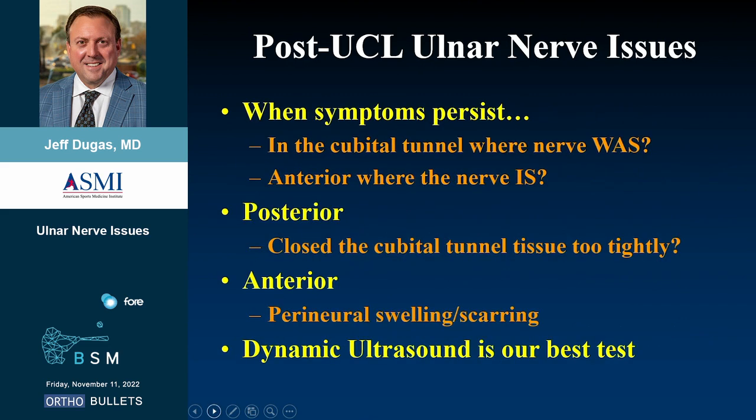as a complication. So when the symptoms persist, is the nerve in the cubital tunnel where it was? Is the pain there? Is it anterior where the nerve is? We have to ask ourselves, people that come back with post-op symptoms after an ulnar nerve transposition, where is the pain? Is it where the nerve was? Is it where the nerve is? Is it posterior? Did we close the cubital tunnel too tightly? Did we leash up that tissue too much to close down the tunnel and prevent the nerve from getting back there? Is it anterior where there's perineural swelling and scarring?